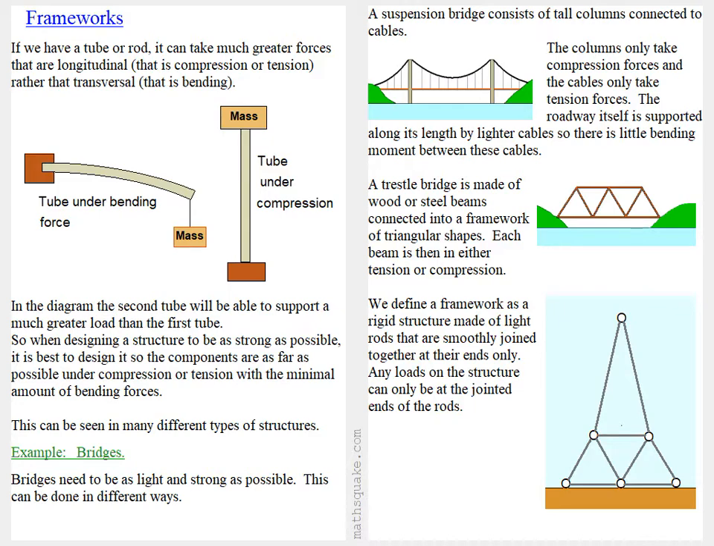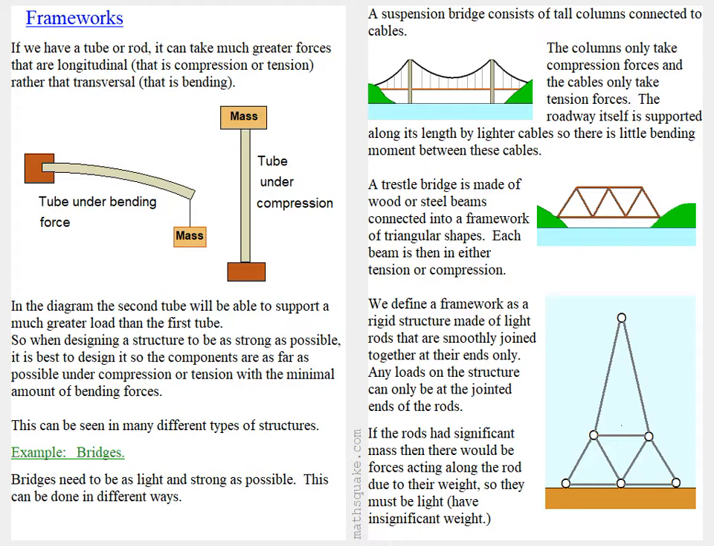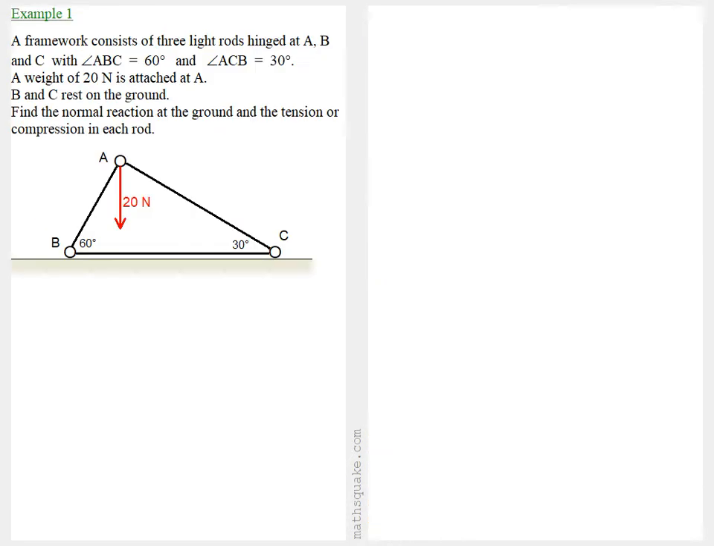Now we define a framework as a rigid structure made of light rods that are smoothly joined together at the ends only. Any loads on the structure can only be at the jointed ends of the rods. If the rods had significant mass, then there would be forces acting along the rod due to their weight. So they must be light, that is, have insignificant weight. Let's have a look at an example.